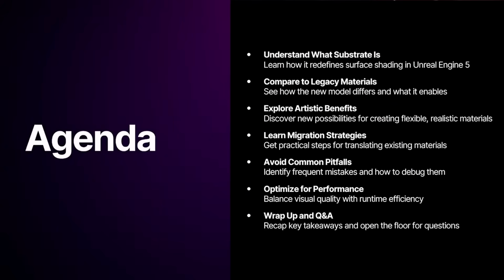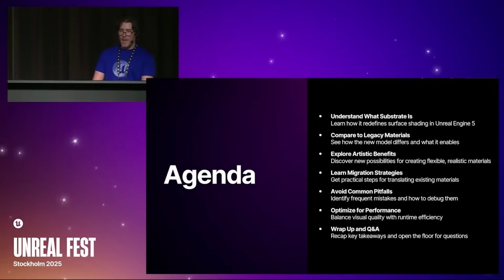Before we dive in, here's a quick overview of what we'll cover. We'll start by defining what Substrate is and why it matters, especially in terms of how it changes the way shading is handled in Unreal Engine. From there, we'll compare it to the legacy material system and highlight the new capabilities it unlocks. We'll look at the benefits for both artists and tech artists, especially in terms of layering, realism, and material flexibility. Then we'll walk through how to migrate content, what compatibility looks like, and how to approach the transition incrementally.